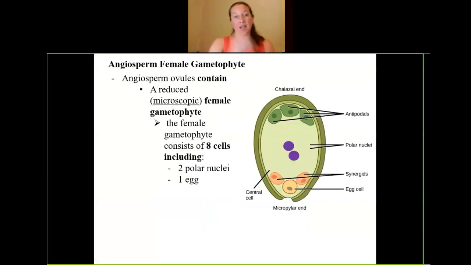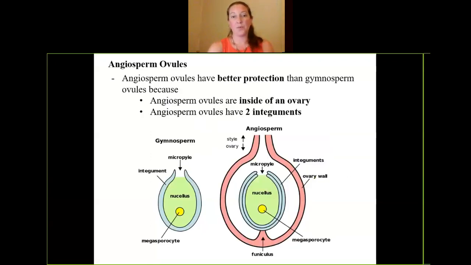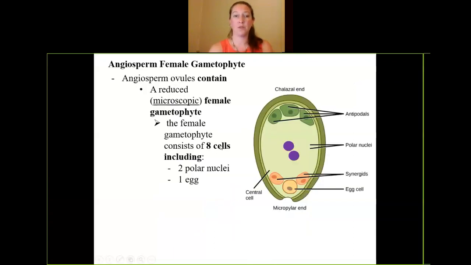Okay, so inside, yes, we gotta talk about this. So we're going to talk about what's going on inside of the ovule of angiosperms. So inside of the angiosperm ovule is the female gametophyte plant. And the female gametophyte plant has been further reduced than we saw even before, right? It's even more reduced now. And it only consists of 8 cells. Only consists of 8 cells.